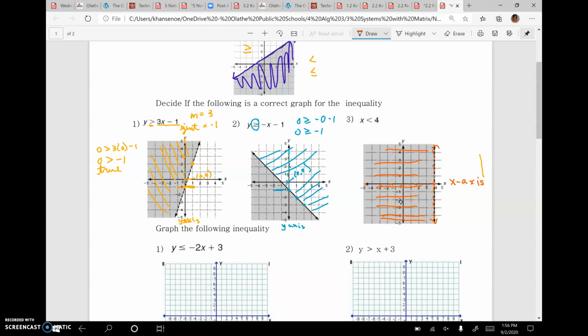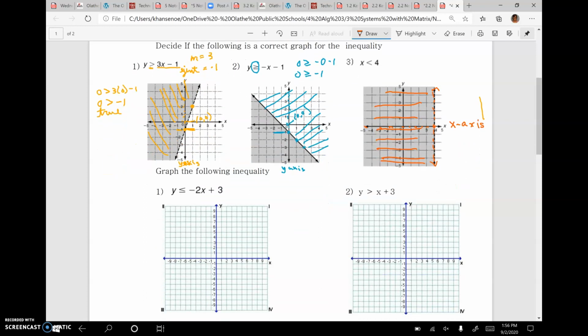Now, I know shading can be confusing. So if you need help, come in after school and I'll be happy to help you. So you know when I say come in that you're coming in on a Zoom.